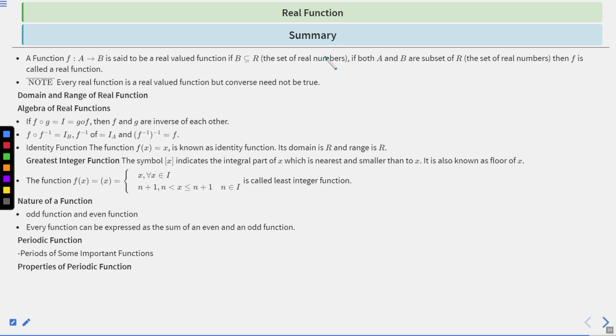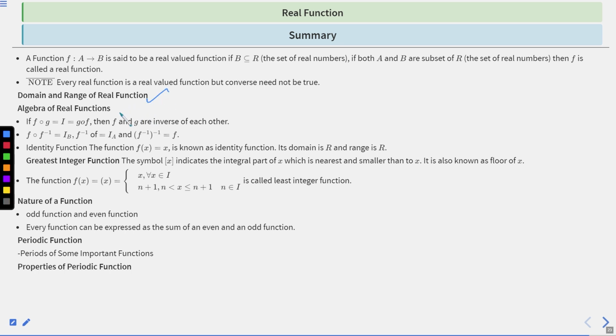Now let's see the summary of this chapter we have studied so far. A function f from A to B is said to be a real valued function if B is a subset of R, the set of real numbers. If both A and B are subsets of R, then f is called a real function, right? Note, every real function is a real valued function, but the converse need not be true, right? After that, we have seen the domain and range of real function.